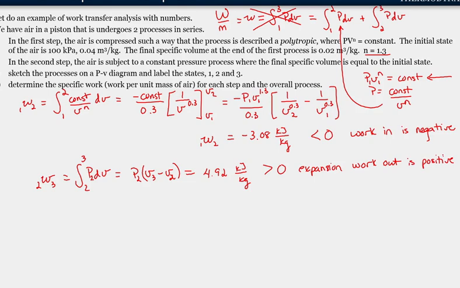Now we're asked to find the total work for both steps. So all we do is add these two together. That 4.92 plus the minus 3.08. And what we find is that the net work for these two-step process, two processes in sequence, is positive. So we have a net work out of the system in kilojoules per kilogram units.